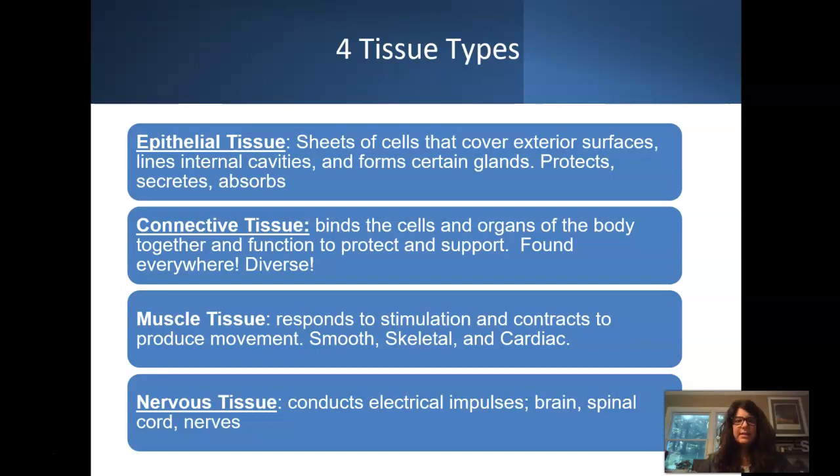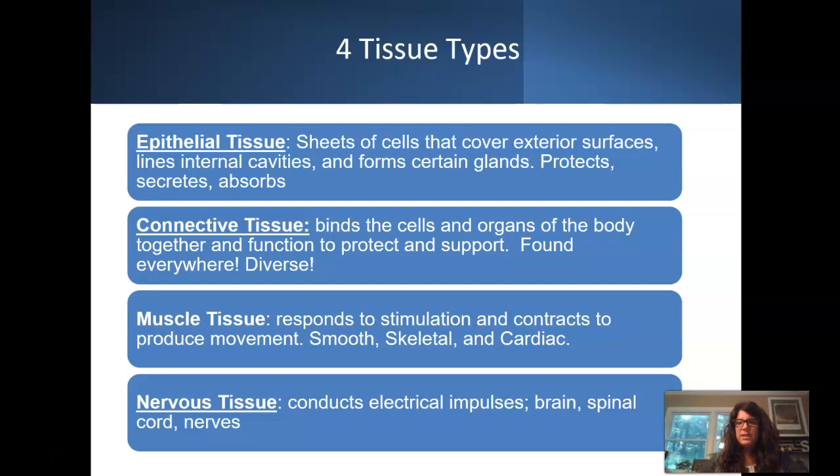Muscle tissue is next. Muscle tissue responds to stimulation and contracts to produce movement. There are 3 types of muscle tissue: smooth muscles, which line the insides of your organs and your blood vessels; skeletal muscle, which is found on the muscles attached to your bones; and cardiac muscle, which is the muscle that makes up your heart. And then nervous tissue.